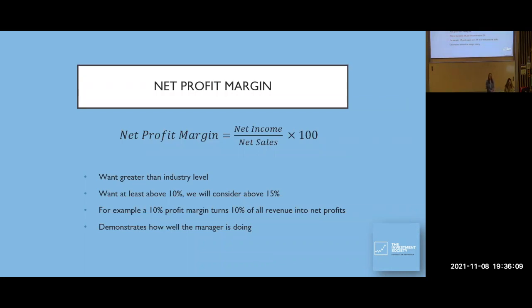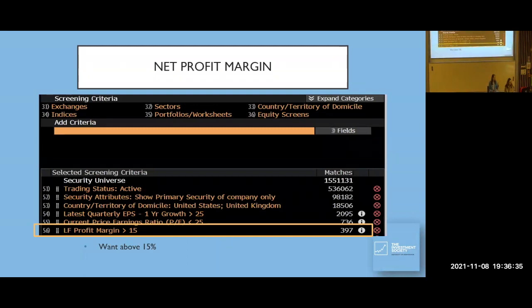Another thing that you can be considering is net profit margin. So you want, again, this to be greater than the industry level. In particular, we want roughly it to be greater than 10%. Here, we're going to be considering it above 15%. And something that this is good for is it demonstrates how well the manager is doing at their job. So again, we've added this into the Bloomberg Terminal.